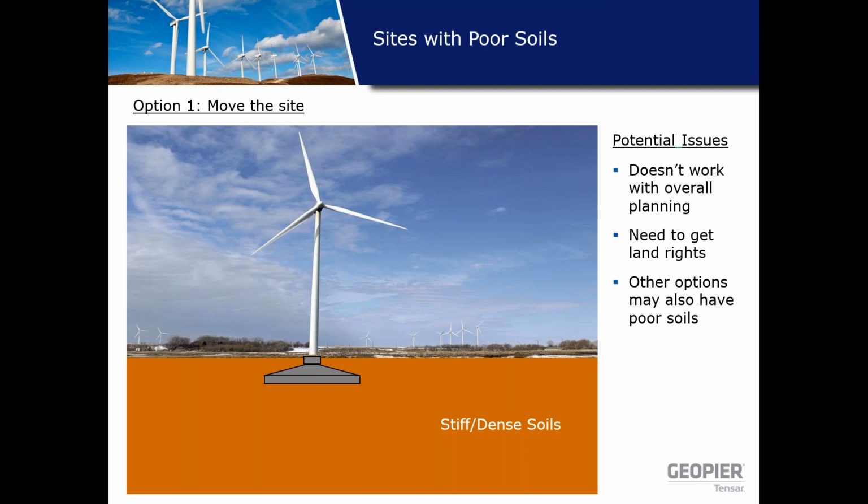Also, you have the issue of needing to get land rights. So each of these wind farms are typically in farm fields, and you have to get permission from the different landowners in order to build the wind turbine. And lastly, you might go to another site and perform an exploration and find out you have the same or worse soils at this alternate site. So not only have you wasted some time and money, you still have to go back and fix one of the first site or the second site.